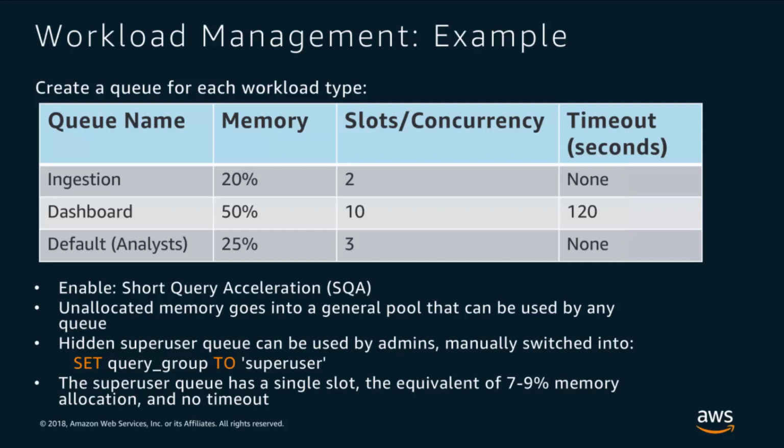If you've done the math and added up the amount of memory I've assigned to each of the queues, it equals 95%. I did that on purpose, for this reason: if you have unallocated memory, it's used by any queue on a first come, first served basis, and then added back to that general pool. The other thing to make note of, which is not visible in the console but is in the documentation, is that there is also a hidden super user queue that you can use for the DBAs and such, that all super users can switch to. So that can be used for administrative tasks.